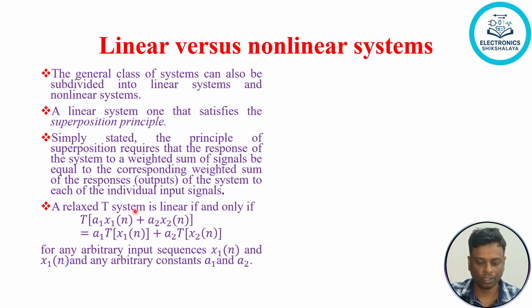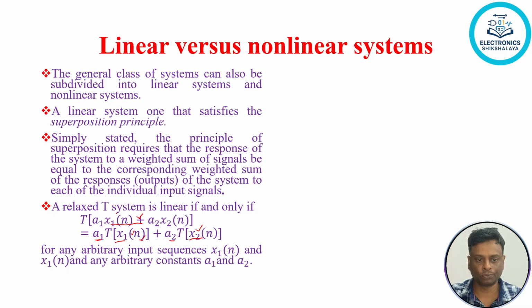The left side is called the response of the system to the weighted sum of the signals, and the right side is the corresponding individual input signal responses. We calculate the transformation of each individual input signal, x1 and x2, and then we apply the weights.